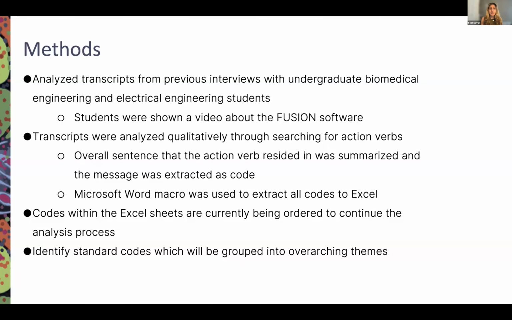The Microsoft Word macro was then used to extract all codes to Excel sheets. So as of now, every transcript from these students has a separate Excel sheet with it where the comments are extracted and ordered, and the codes within the Excel sheet are currently being ordered to continue the analysis process and be able to better understand the ideas that the students came to us with. The end goal is to identify these standard codes, which will then be grouped into overarching themes to, again, better understand where the students may see the fusion technology used in the future.